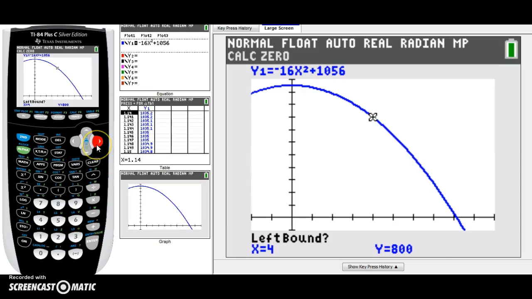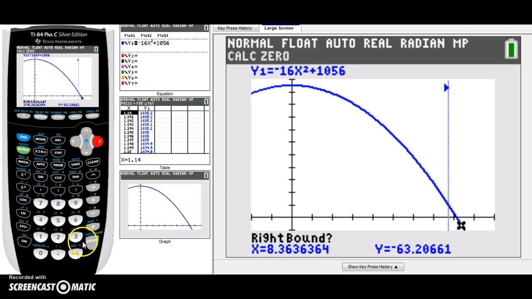And then we're going to go to the left of the 0 because we're trying to tell the calculator where to look. So don't get too close so you don't overshoot it. Hit enter, and then you need to tell it where to stop looking, so go to the right of that point, hit enter, enter one more time, and then it spits out an estimate of 8.12.